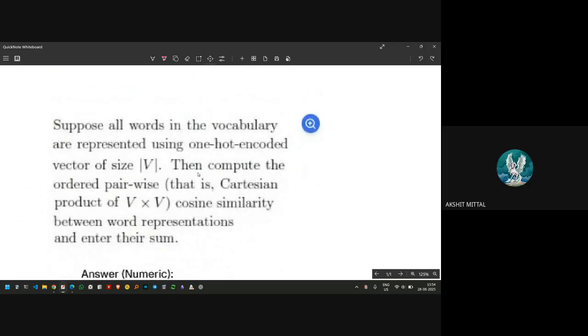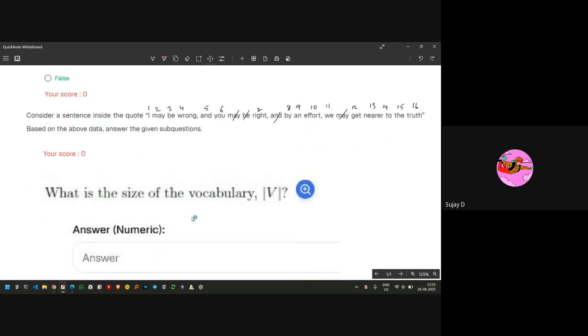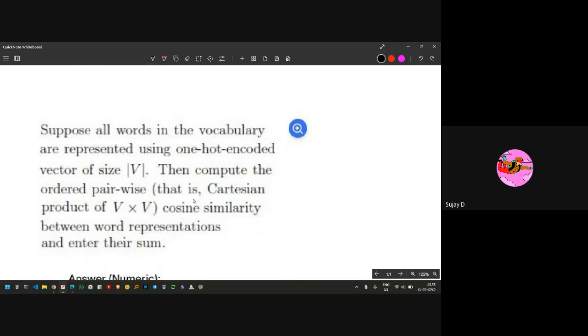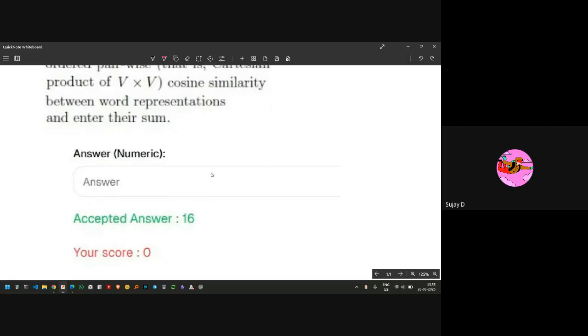Suppose all the words in the vocabulary are represented using one hot encoded vector of size V. Then compute the ordered pairwise, that is the Cartesian product of V cross V, cosine similarity between the word representations and enter their sum. Is it similar to the sub-question of this one? Yes, mostly. What understanding have you got? Cosine similarity for one hot encoding is 0, right? What is the answer? 16.